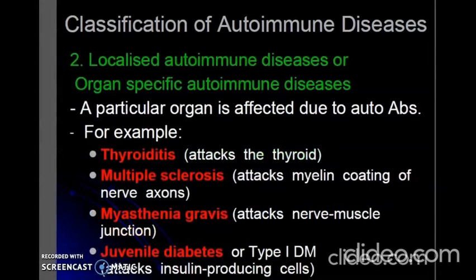The second category is the localized autoimmune diseases or organ-specific autoimmune diseases. A particular organ is affected due to autoantibodies, and examples of these autoimmune diseases include thyroiditis, which attacks the thyroid; multiple sclerosis, which attacks the myelin coating of nerve axons; myasthenia gravis, which attacks the nerve-muscle junction; and juvenile diabetes or type 1 diabetes mellitus, which attacks insulin-producing cells.